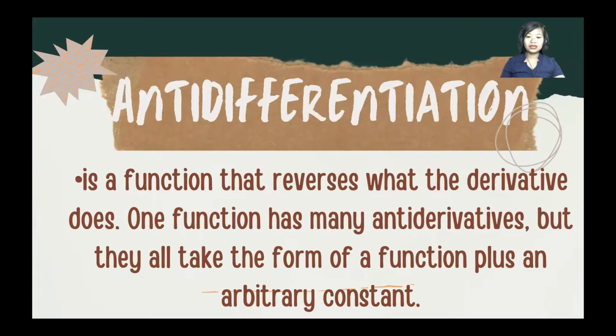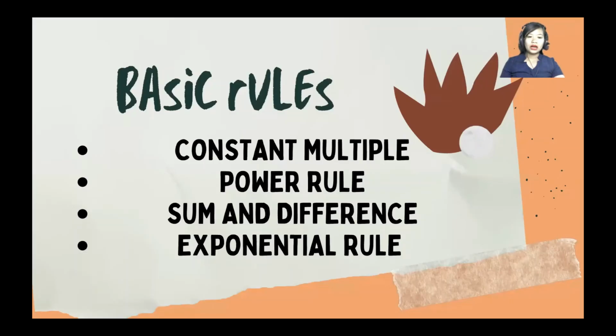Let's define what is antidifferentiation. Antidifferentiation is a function that reverses what the derivative does. One function has many antiderivatives, but they all take the form of a function plus an arbitrary constant. Our basic rules are the constant multiple, the power rule, sum and difference, and exponential rule.